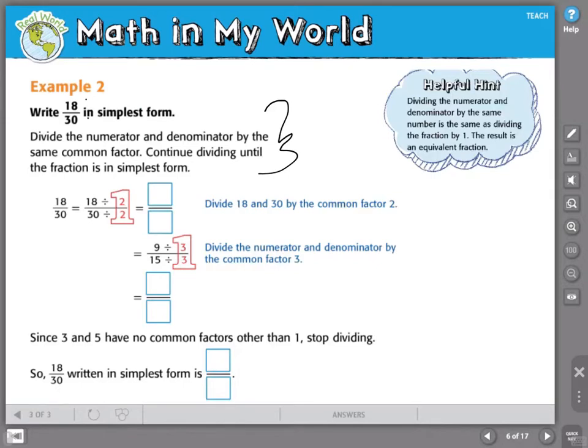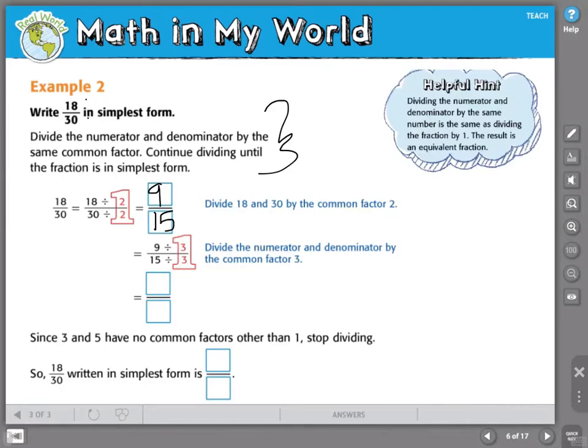I can look at 18 and 30, and I know right away both of these numbers are even. So without even listing all of the common factors, I know that 18 and 30 at least have 2 as a common factor. So I could divide both the numerator and the denominator by 2. Here, 18 divided by 2 is 9, and 30 divided by 2 is 15. Now I have 9 and 15.